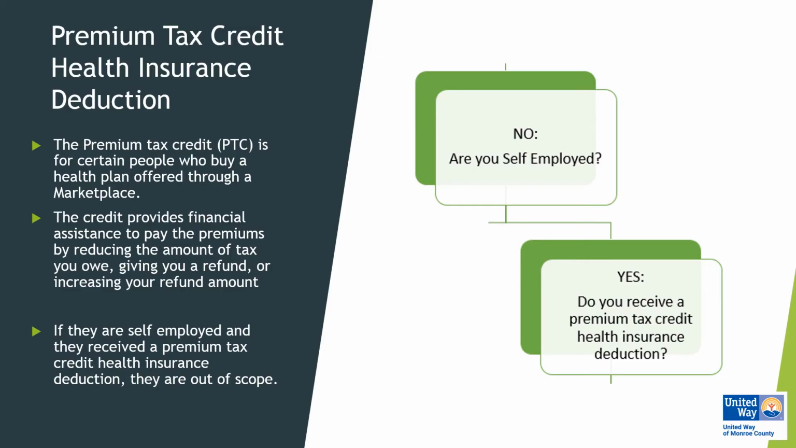This is a credit that's offered to certain people to make their health plan through the marketplace more affordable. So it reduces the premiums that they owe by giving a refund or increasing their refund amount. And these premium tax credit deductions are out of scope for us because the calculations are too complicated. The IRS has deemed that this is out of scope for us. So if they say yes to being self-employed and then they do receive a premium tax credit health insurance deduction, that will make them out of scope.